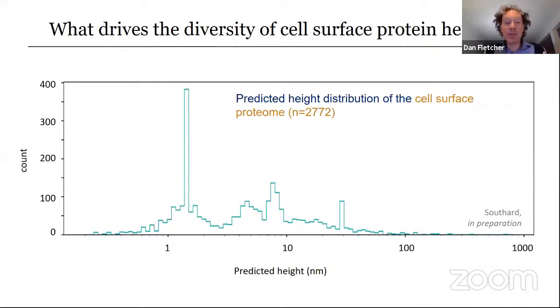So I'll end just by returning to this plot that Caden prepared. And what we're puzzled about and interested in learning more about is why this distribution is the way it is. What are the pressures that drive a protein to be taller or shorter? What are the gaps created by cell-cell contacts? How does that contribute to the spatial organization of the proteins at that interface? And so I'll end with this.